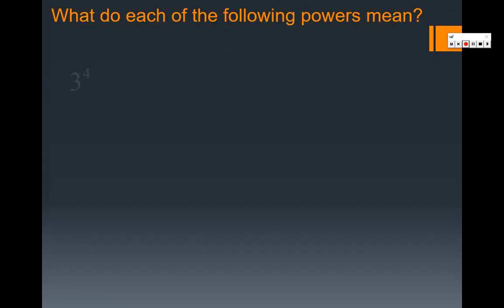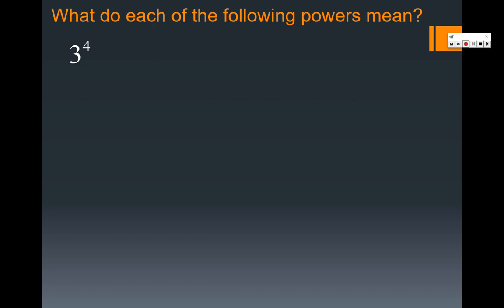Here we go. What do each of the following powers mean? Boy, a whole slide dedicated to one little idea. There'll be one moment in this slide where you go, oh, I get it, and that's all you really need from this slide. So quickly, 3 to the exponent 4. This went really well in the quiz. Everybody knows what this means. It doesn't mean 3 times 4 is 12, which actually happens to smart people a lot.